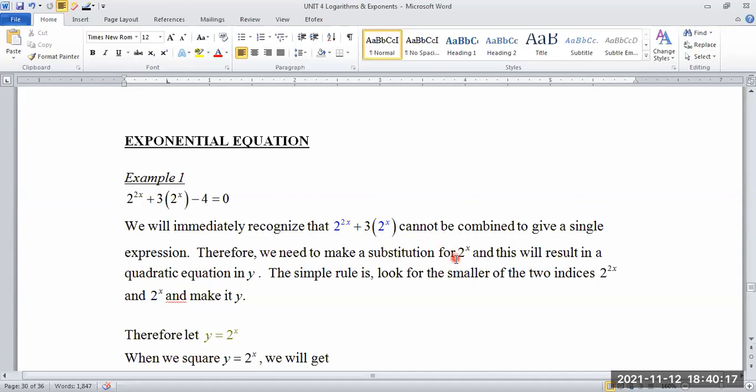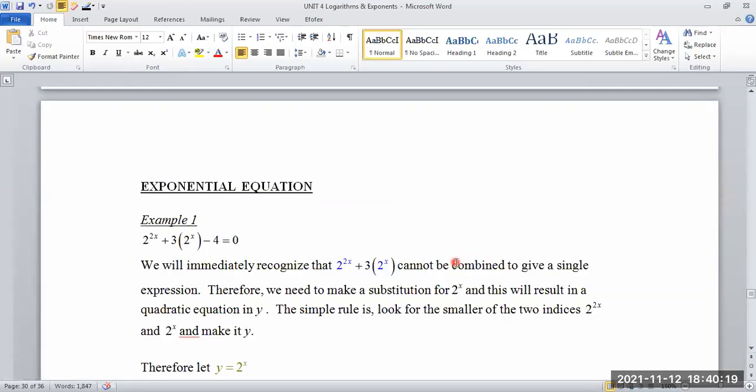So therefore, we need to make a substitution for 2 to the x. Why 2 to the x, sir? Because we're going to use the smaller of the two indices. So I'm going to let y be equal to 2 to the x, because you will agree with me that of the two indices here, 2 to the x is the smaller of the two. Sir, how do you know that? The bases are the same. One power is 2 times the other power. So that means this one is smaller than this one.